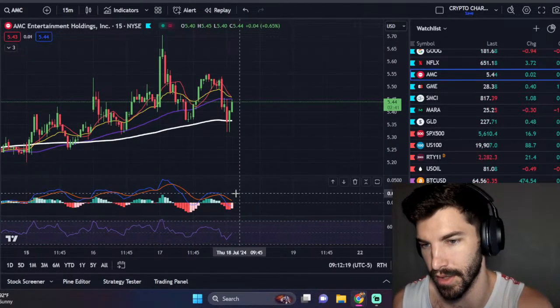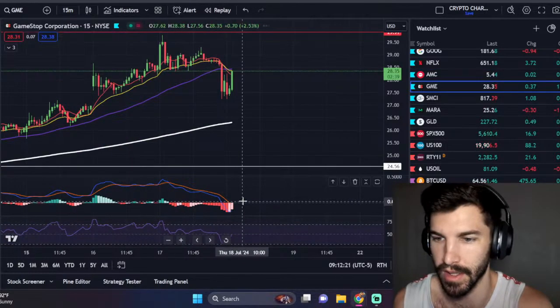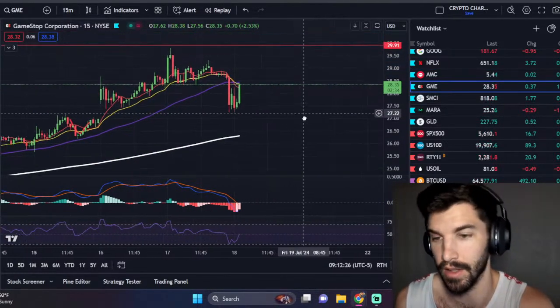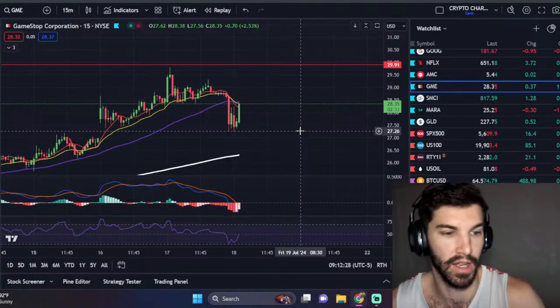AMC, we're seeing that close to the center line on 15. GME, we're seeing that pretty close to the center line on a 15. So if we keep seeing positivity here, if that can roll up and go positive, that would be a good sign for these.